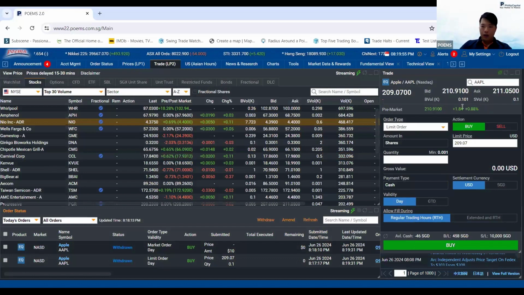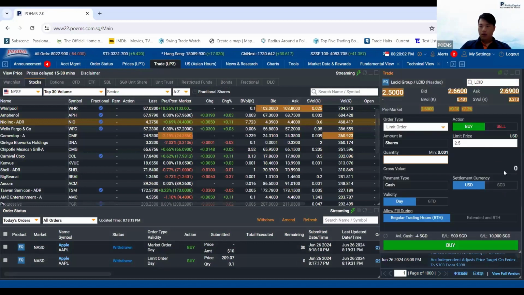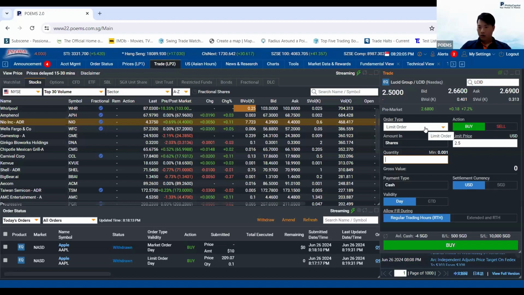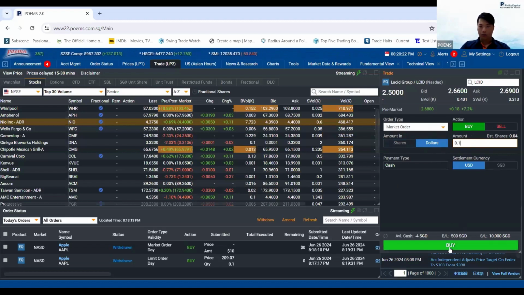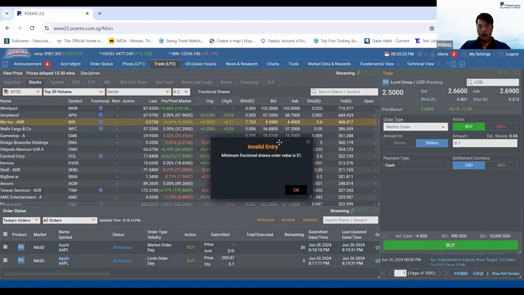Then there's another thing that you need to take note of: for fractional shares with Poems, the minimum denomination is $1. So I'm just going to show you what is going to happen if you were to input a value that is less than 1. If I were to put 0.1 in dollar amount and try to buy, you realize we will prompt that the minimum share order value must be $1. That's the very first thing.